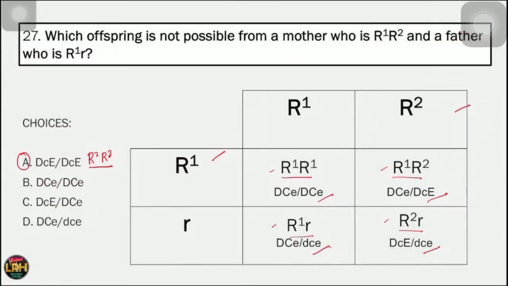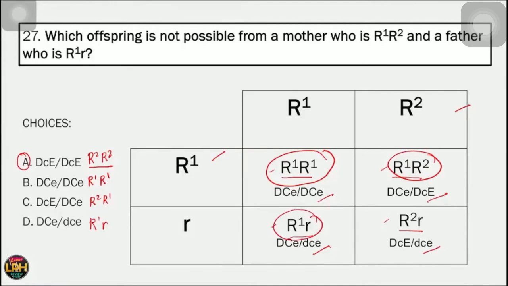R2 and big R2 genotypes. For letter B, this is R1, which is seen here. We have the R2, R1, which is seen here. And we have R1 and small r for this.